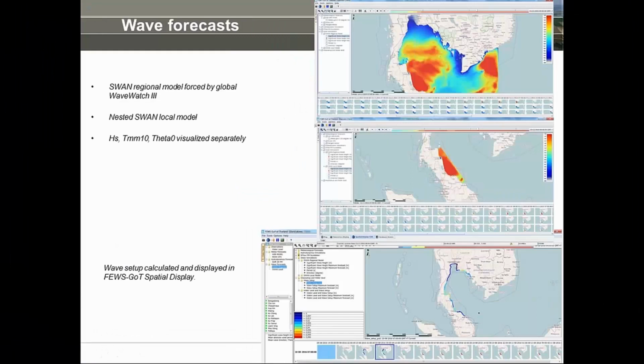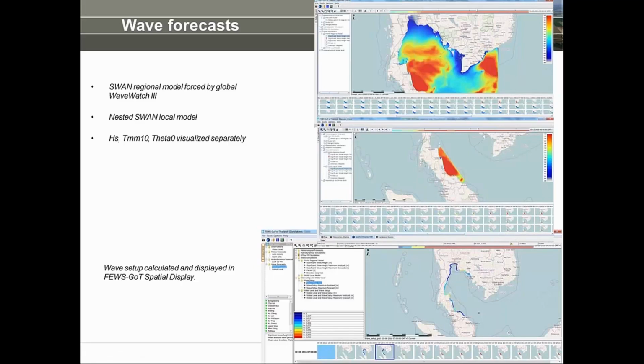Okay, I'll move on. For the wave parts, on top is the regional wave model forecast. In the middle is the local wave model forecast, which is nested in the regional model. We provide 3 parameters: significant wave height, mean wave period, and mean wave direction, which can be visualized from the Delft-FEWS viewer.